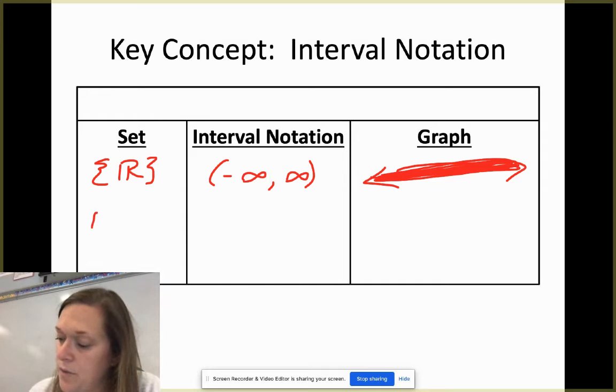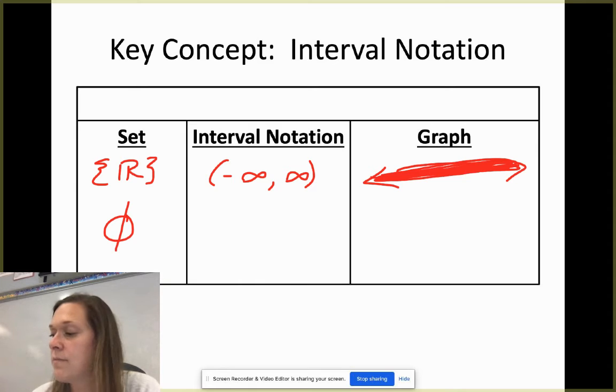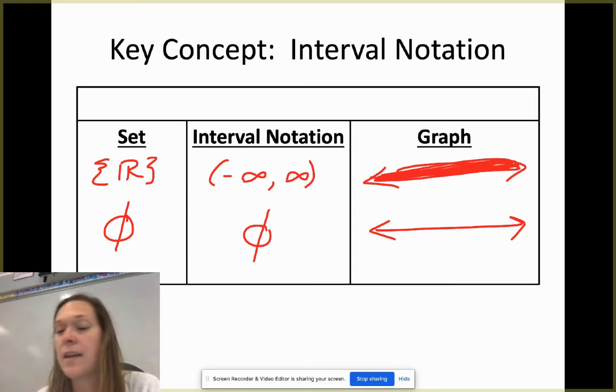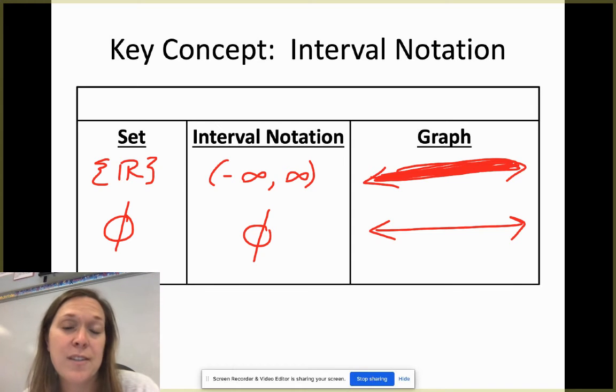All right, and then let's do a no solution. So remember, here's our answer for no solution. What does a graph for no solution look like? Nothing on the graph. It's just blank. So there is no left bound. There is no right bound. So your interval notation is, again, just plain old no solution because there was no solution.